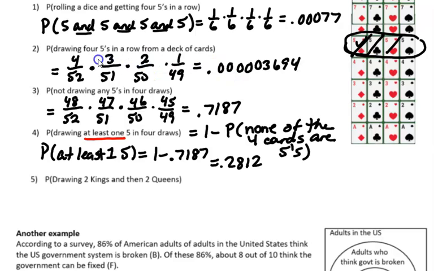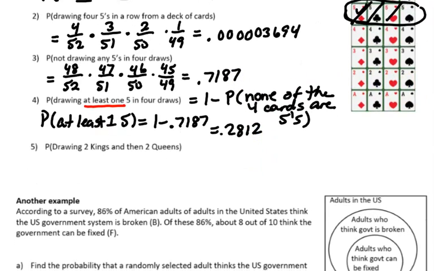Compare that to drawing 4 fives, which is a very, very small, almost 0% chance of happening. But a 28% chance of getting at least 1 five in 4 cards. So the two things that are opposite of each other are not drawing any and drawing at least 1. Those are opposites of each other, which is kind of interesting.